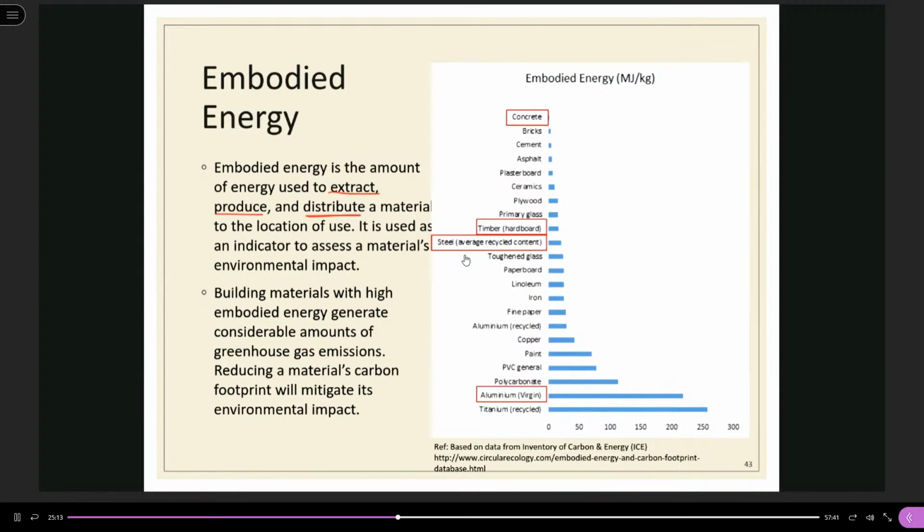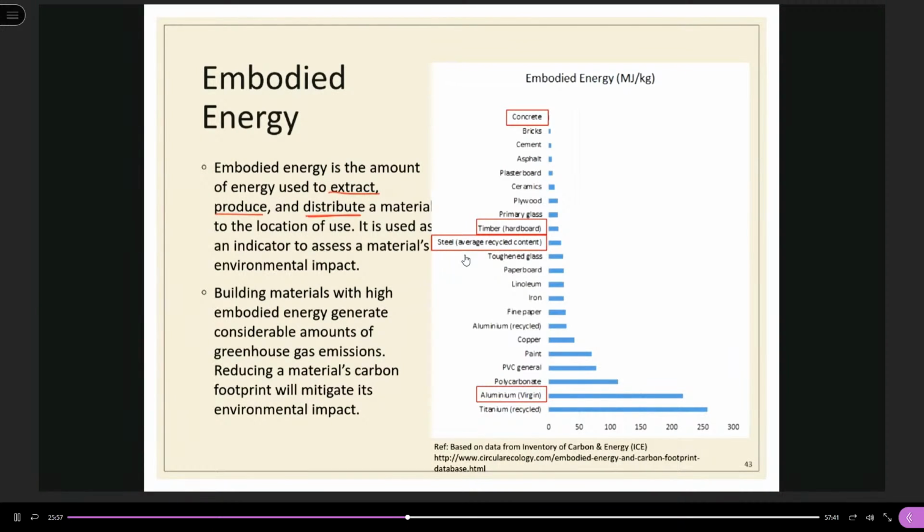Okay, building materials with high embodied energy generate considerable amount of greenhouse gas emission. Reducing a material's carbon footprint will mitigate its environmental impact. So high embodied energy means that during the extraction, production, and distribution process, large amount of energy is being consumed. And energy also means carbon dioxide emissions, so greenhouse gas emission. So if we select the building material with lower embodied energy, then it means we are reducing the carbon dioxide emission and mitigating its environmental impact.